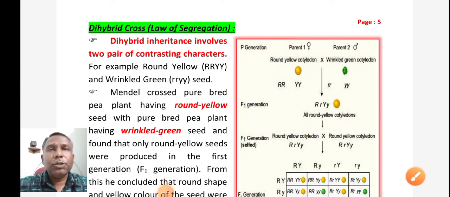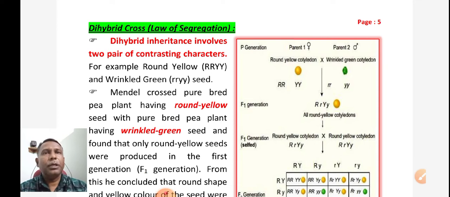Hello students, today we are going to discuss the dihybrid cross. Here we will try to understand the law of segregation. In a dihybrid cross, two contrasting characters are taken for the experiment. Dihybrid inheritance involves two pairs of contrasting characters.